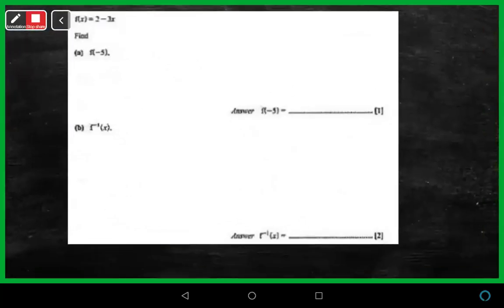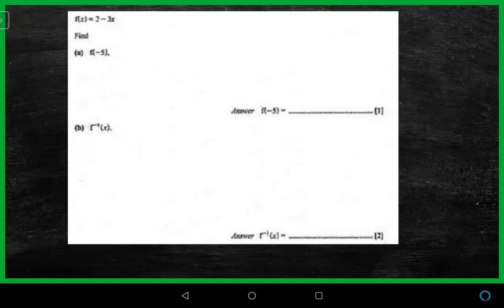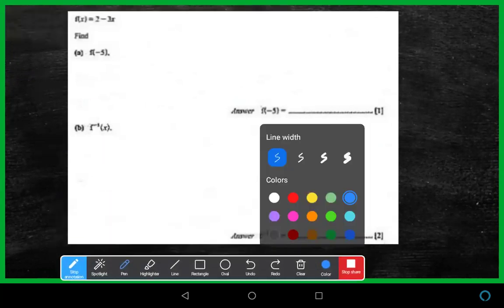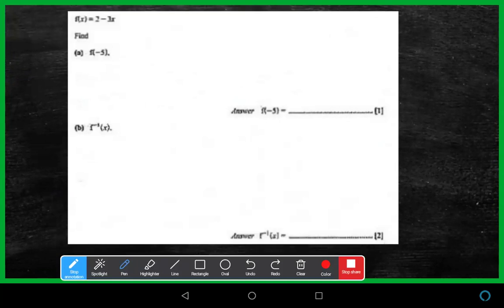The importance of the past paper is that it will give you the idea of how many types of questions come in your exam related to the topic. So this is very important for all of you to understand the concept of why we need to solve the past paper. So now the function is 2 minus 3x.